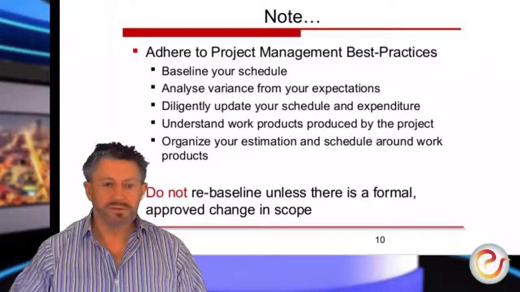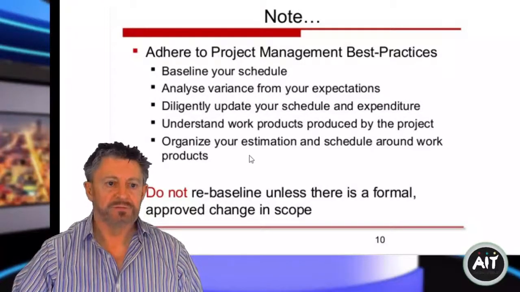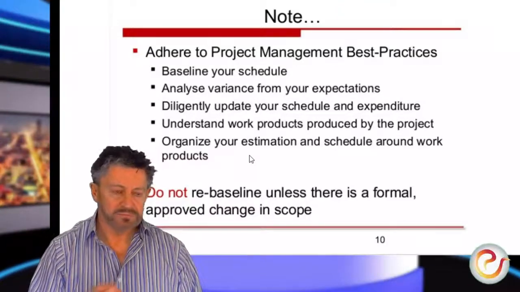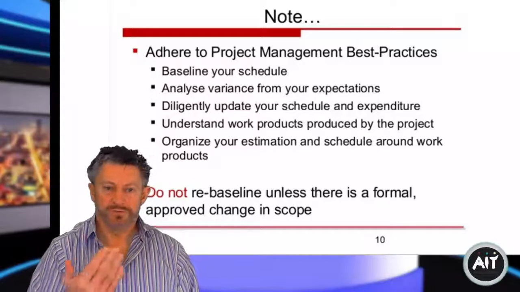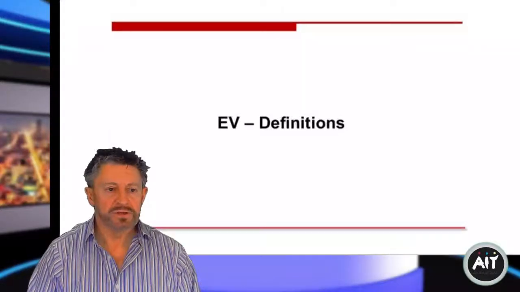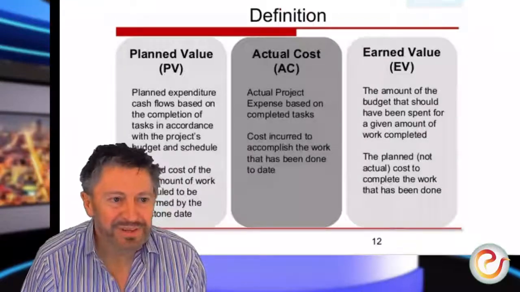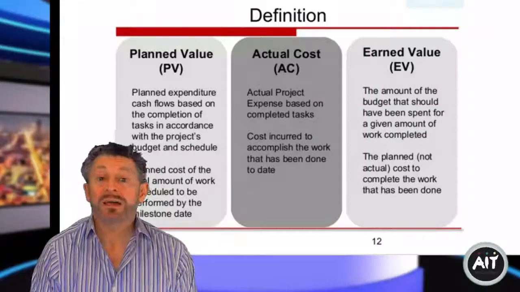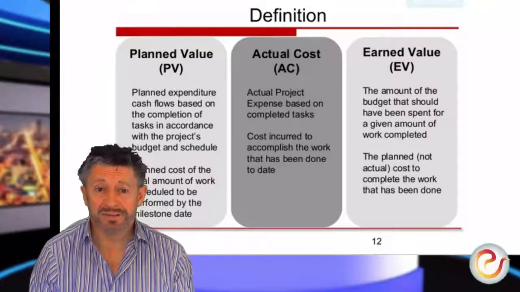We talked about the change requests and being the mechanism to allow you to add or subtract stuff from the project. Okay, now let's start at these definitions. What you have is the planned value, the actual cost, and the earned value.